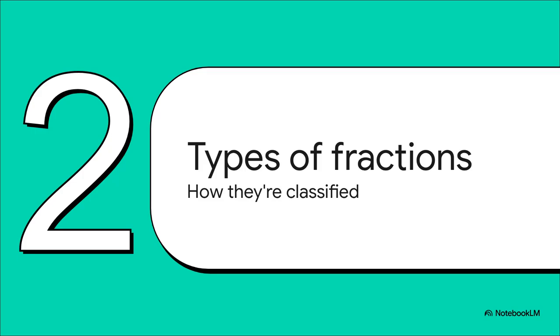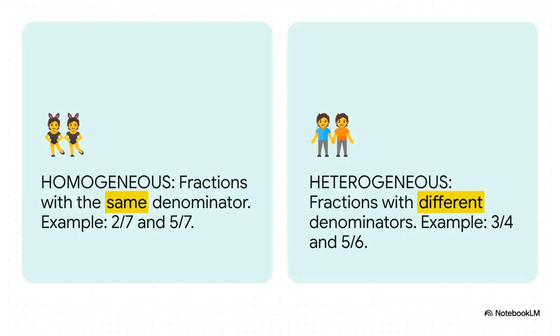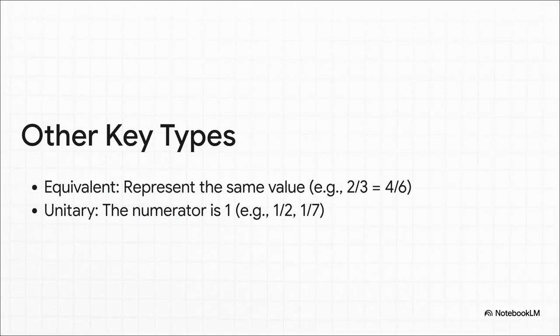You see, beyond their value, fractions are also classified by how they relate to each other, which is super important when we start doing math with them. This distinction is simple, but it's crucial. Homogeneous fractions are easy to work with because they're cut the same way. They share a common denominator. Heterogeneous fractions, on the other hand, come from pies cut differently, so they need an extra step before you can combine them.